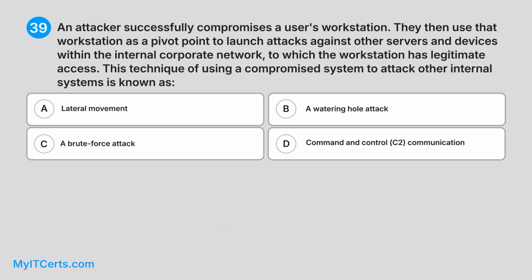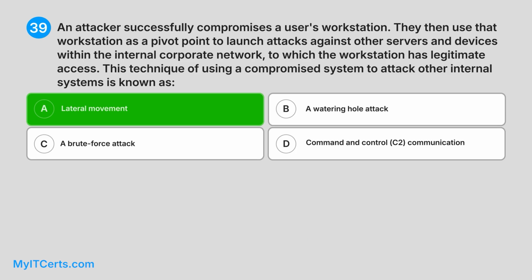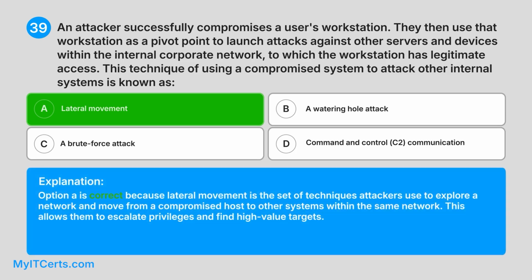Correct answer, A. Lateral movement. Explanation. Option A is correct because lateral movement is the set of techniques attackers use to explore a network and move from a compromised host to other systems within the same network. This allows them to escalate privileges and find high-value targets.